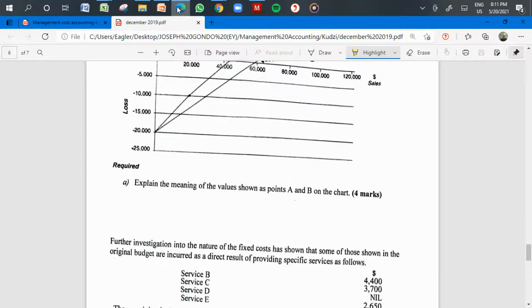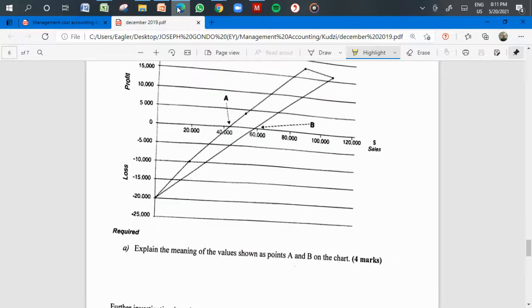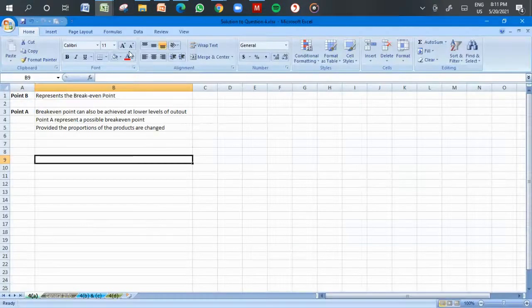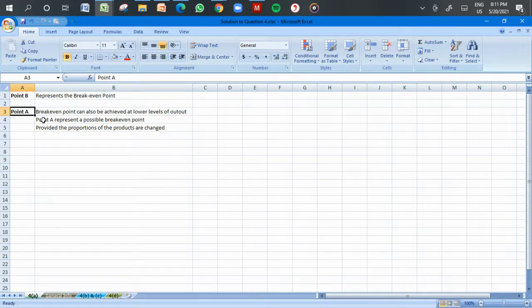Explain the meaning of the values shown as points A; we discussed this one. I said point B represents the break-even point. Then point A is the break-even point that can also be achieved at lower levels of output. Point A represents a possible break-even point, provided that the mix of the products is changed.